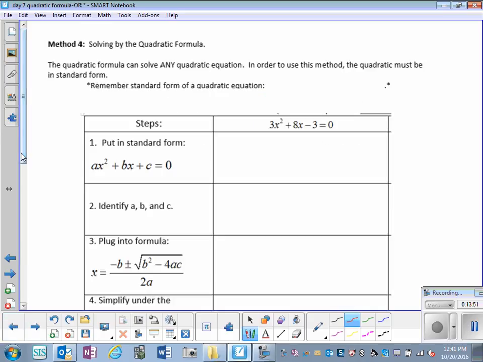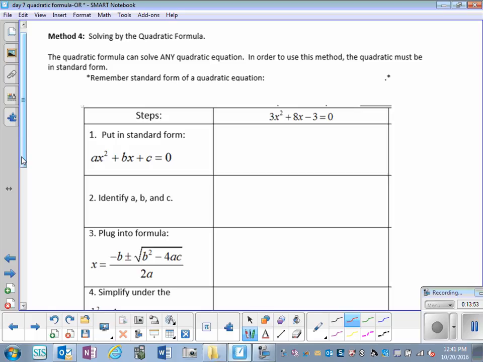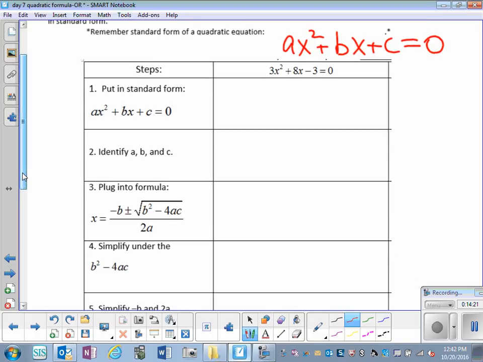Okay. So, the quadratic formula can solve any quadratic equation. We talked about this. In order to use this method, the quadratic must be in standard form. So this is where we have to start. Because this is what the formula is based on, right? These are the a, b, and c that we need to plug into the formula. So first, always have your equation in this form. So let's just practice. Plug it in.